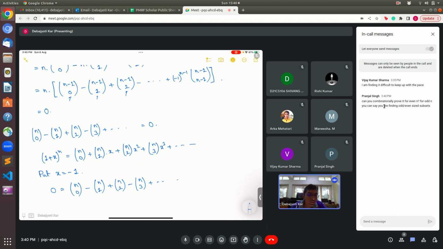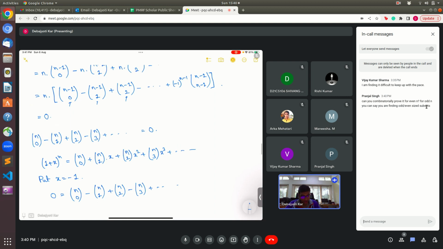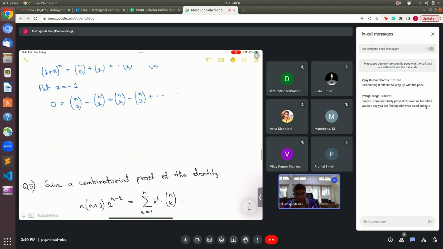Can you combinatorially prove it for even n? Finding odd-sized and even-sized subsets. Okay, so you want a combinatorial proof of this quantity. What we are interested in proving is basically this identity, combinatorially.